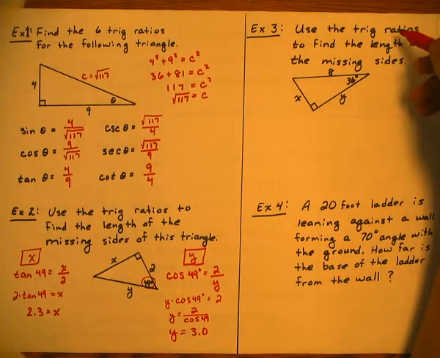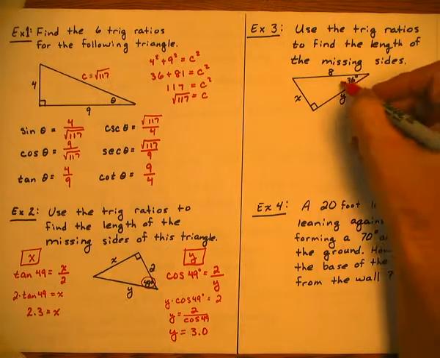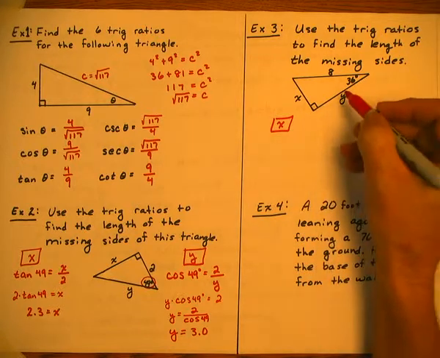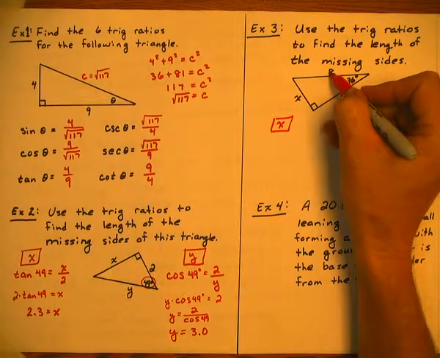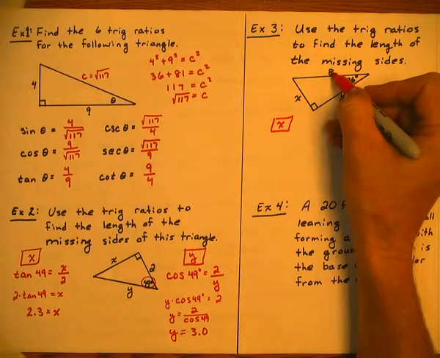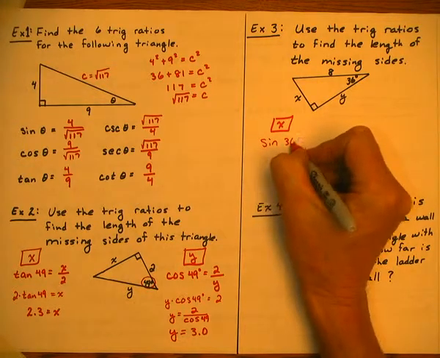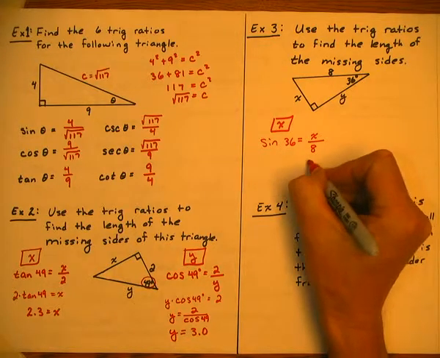Alright, question 3. Use the trig ratios to find the length of the missing sides. Right. So once again, I'm going to find x first, and x represents the opposite, and then the side that's given to us is the hypotenuse. So opposite and hypotenuse is the trig function sine. So we write this out as sine of the angle equals the opposite side over the hypotenuse.